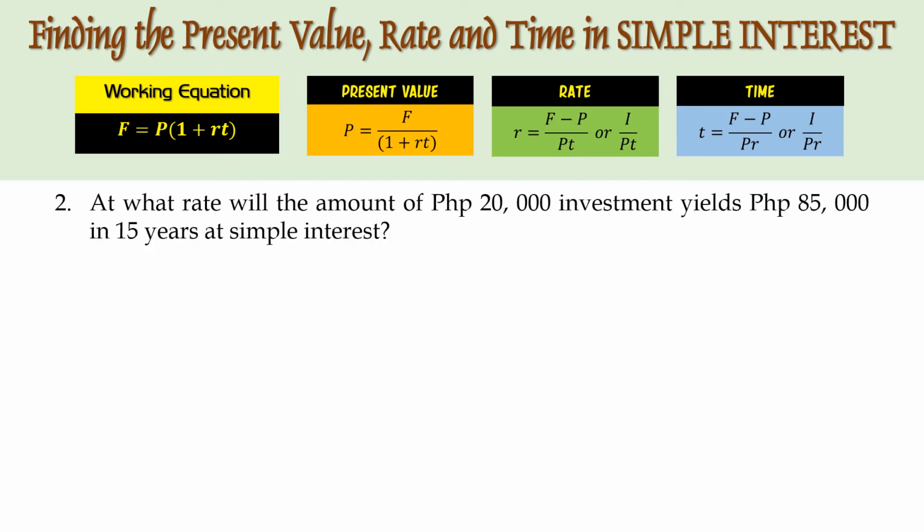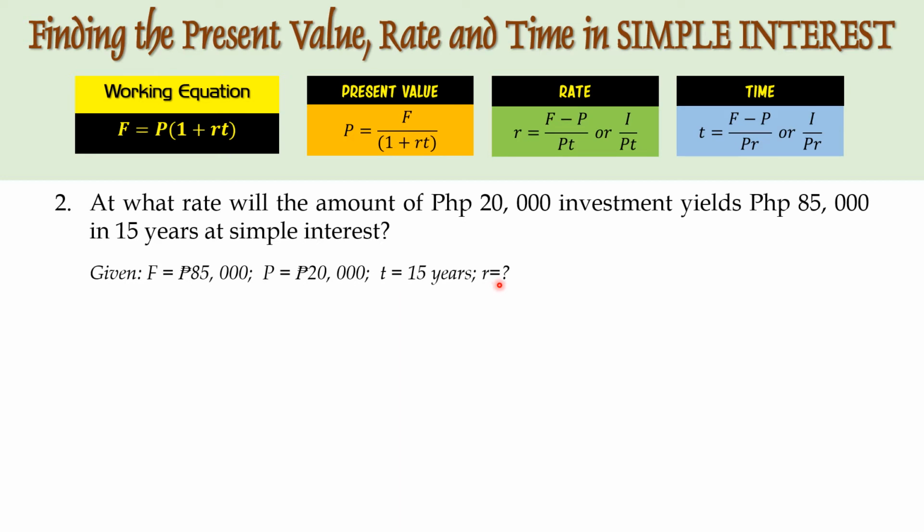Problem number 2. At what rate will the amount of 20,000 pesos investment yield 85,000 pesos in 15 years at simple interest? So this problem calls for the value of the rate in simple interest. So we're gonna have to use the second formula here above. So first thing to do is to present the given. So the given are, we have 85,000 pesos as the future value, 20,000 pesos as the principal amount or present value, and the time is 15 years and the rate is missing.